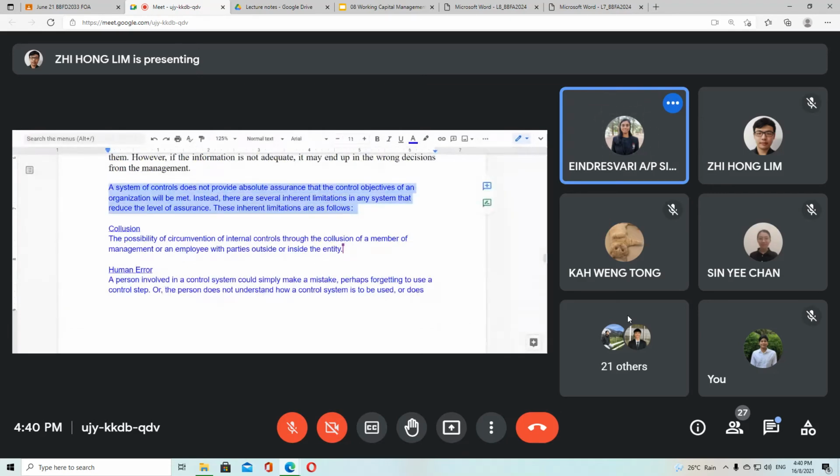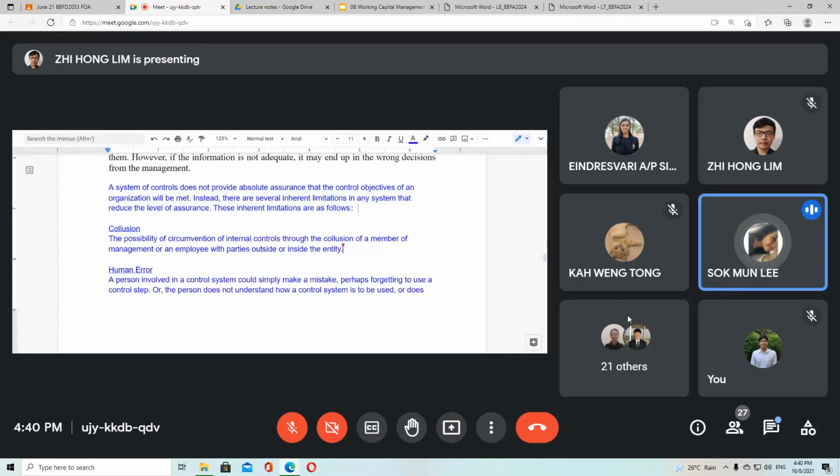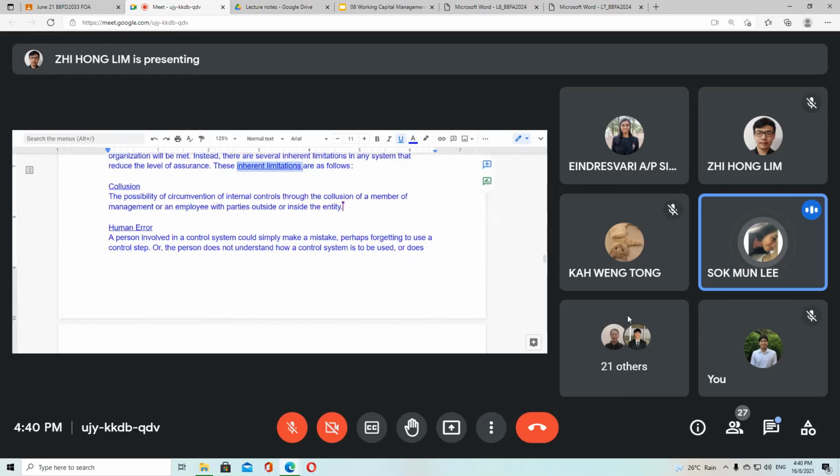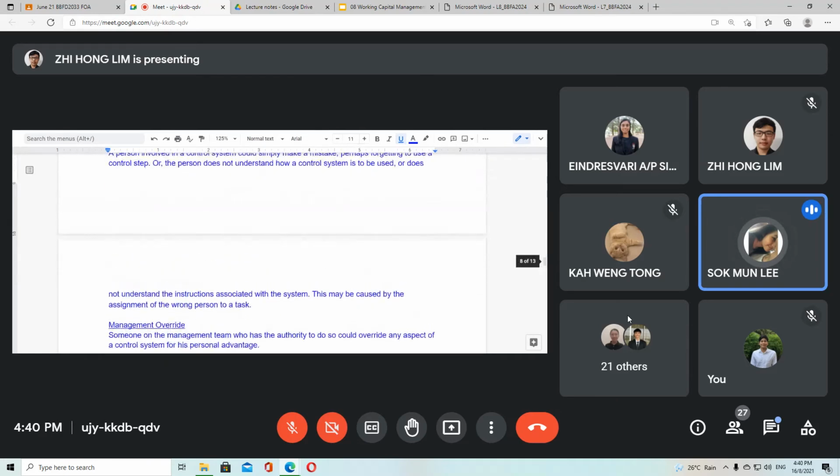Next. So for my answer, no system of internal control is ever 100% effective because of some inherent limitations. The first is corruption, the possibility of circumvention of internal control through the corruption of a member of management or an employee with parties outside or inside the entity. The second is human error. A person involved in a control system could simply make a mistake, perhaps forgetting to use a control step, or the person does not understand how the control system is to be used, or does not understand the instructions associated with the system. This may be caused by the assignment of the wrong person to a task.